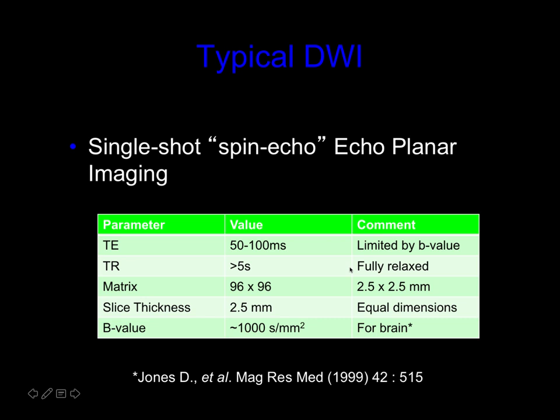so we want to start with maximum. A matrix size of, let's say, 96 by 96 will give us a 2.5 millimeter voxel for fields of view that are relevant for the brain. Slice thickness would also be 2.5 millimeters. We want to have equal dimensions with our in-plane resolution as well as the through plane in the slice dimension. And B values for brain are around 1,000.